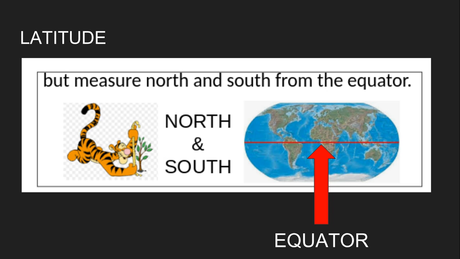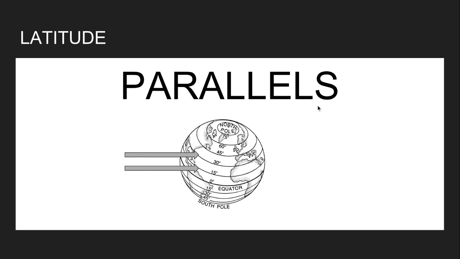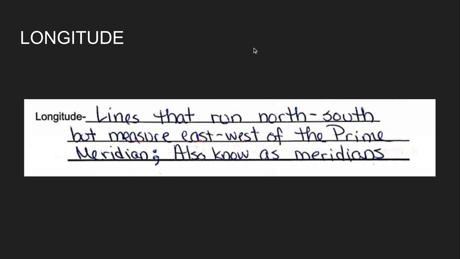Then you have the latitude lines measure north and south. So like lines on the ruler, if you wanted to measure north and south, you'd have to put the ruler this way so that the lines can go that way to tell you how many degrees. All right, so latitude measures north and south. Latitude are also called parallels. You got this one wrong on your last test. So latitude lines are also called parallels.